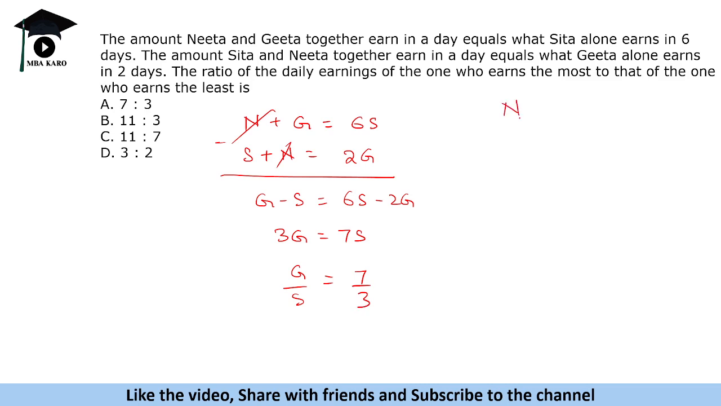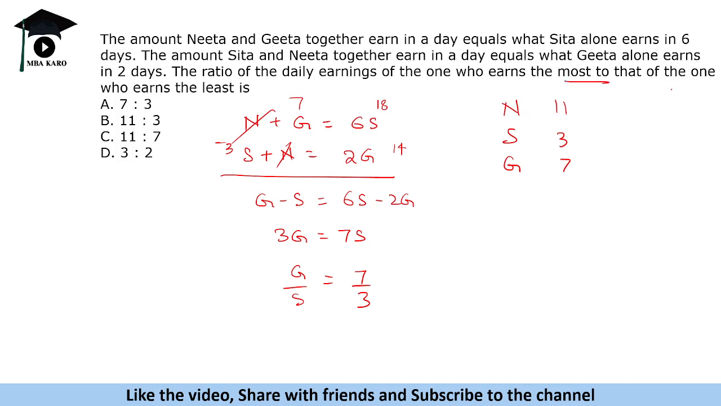Okay, so we have N, S, G. So Geeta is 7 and Sita is 3. Let us put in any of the equations. Okay, so we get that Geeta is 7, so this will become 14, and Sita is 3, so Neeta will become 11. Or if you want to verify again, we can put here also. If we put Sita is equal to 3, that is 18, and Geeta is 7. So again we will get Neeta as 11, right?